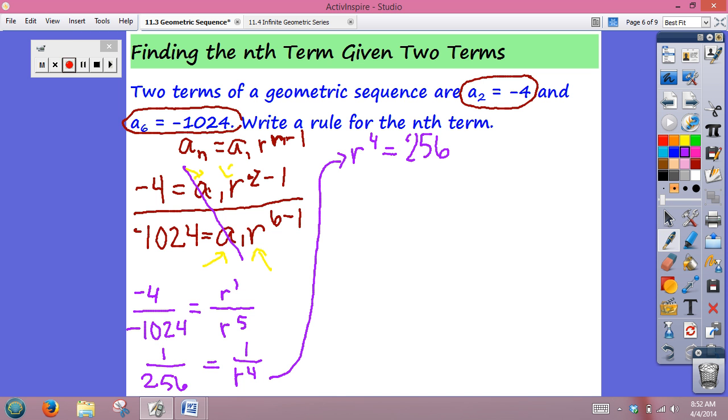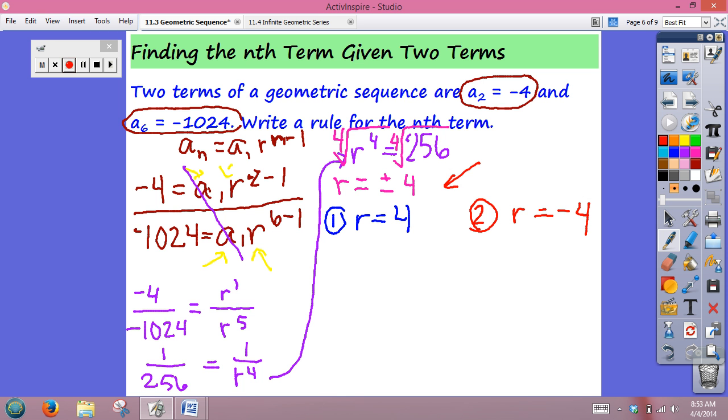Now we need to solve for r. So we know that we can do that by taking the 4th root of both sides. And just like when we take the square root, we need to account for the positive and the negative values that we get. So we are left with r is equal to plus or minus 4. Now we have two cases. Case 1, where r is equal to a positive 4, and case 2, where r is equal to a negative 4.